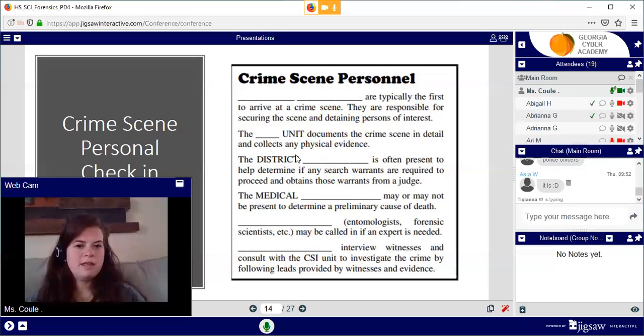Anybody know? Yes, the crime scene unit. Okay, crime scene unit. So CSI or CSU, crime scene unit. Okay. The district blank is often present to help determine if any search warrants are required. What do you think?